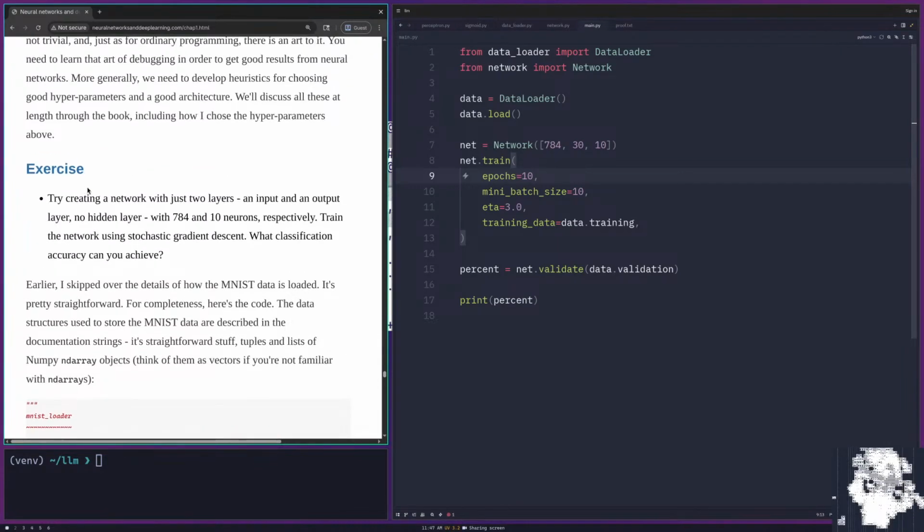Exercise. Try creating a network with just 2 layers, an input and an output layer, no hidden layer, with 784 and 10 neurons respectively. Train the network using stochastic gradient descent. What classification accuracy can you achieve?